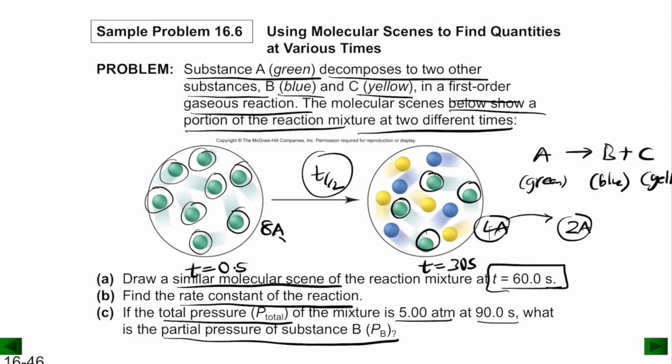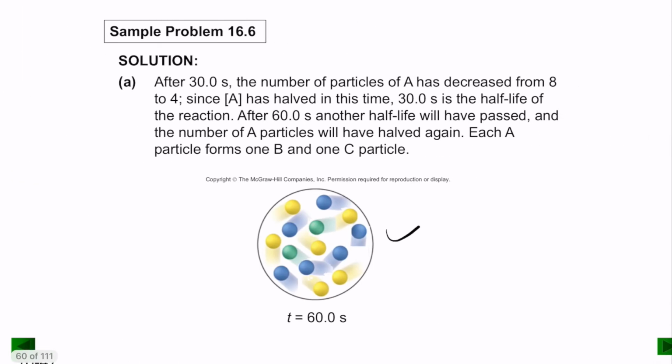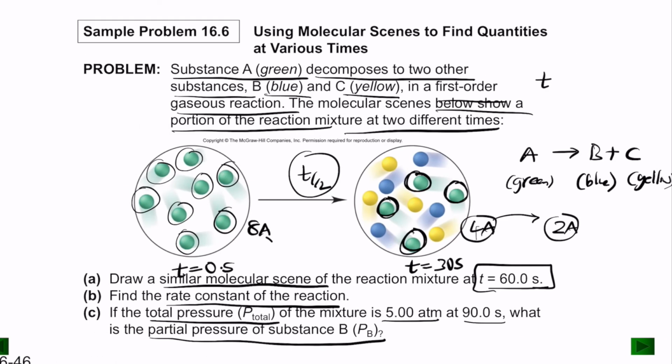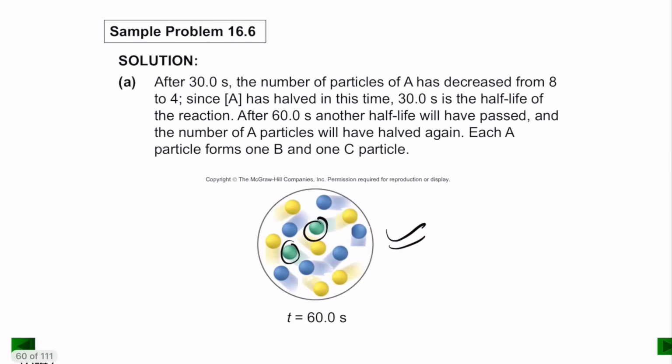So what will happen here? 2 of them will be consumed. The rest, the 2 greens, will be left. So this is the molecular scene where 2 greens are left. Now we have found that the T half is 30 seconds. They're asking us to find the rate constant of the reaction. We already know that the T half is 30 seconds.